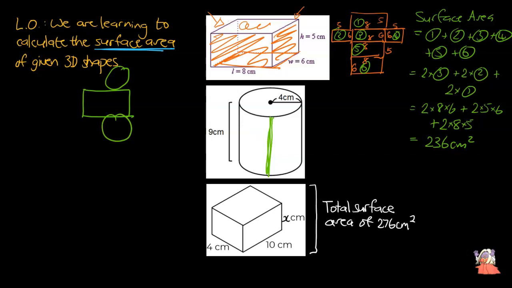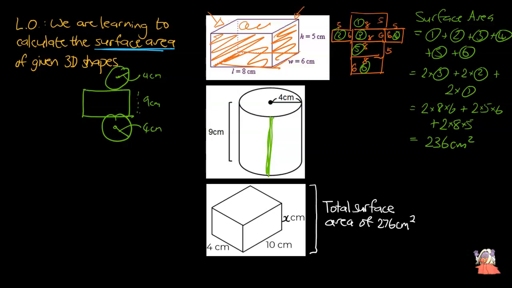We know a bit of information about the circles. We know they've got radiuses of 4 centimeters, so that's pretty easy to add into our net, 4 centimeters. And we know the height, which is going to be this dotted line over here, that there is 9 centimeters there. But the only issue is we didn't actually know the base of our rectangle.